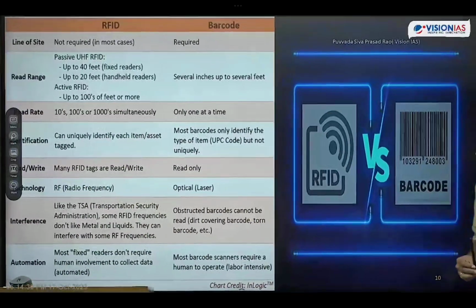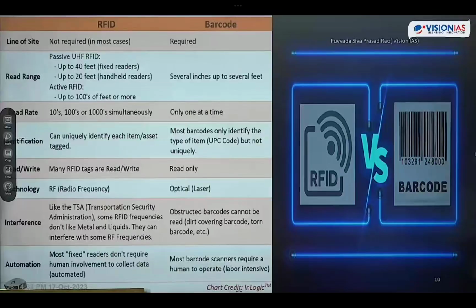Next, to read RFID tags, radio waves are used. Next, to read a barcode, optical lasers are used. Understood that point? For reading a barcode, an optical laser is used, whereas for reading RFID tags, radio waves are used.